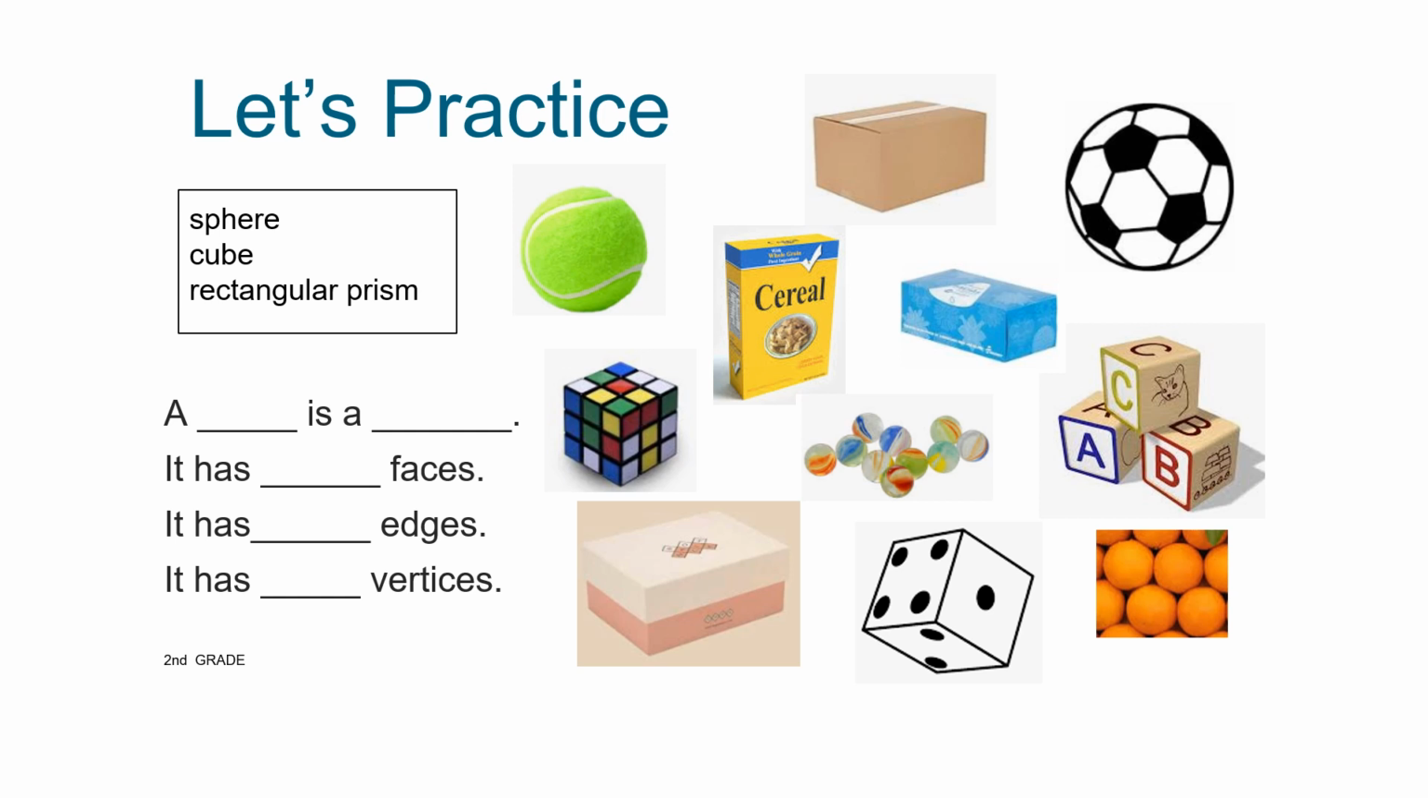Let's start with a tennis ball. A tennis ball is a blank. Is it a sphere, a cube, or a rectangular prism? A tennis ball is a sphere.